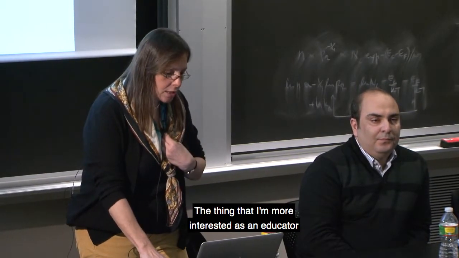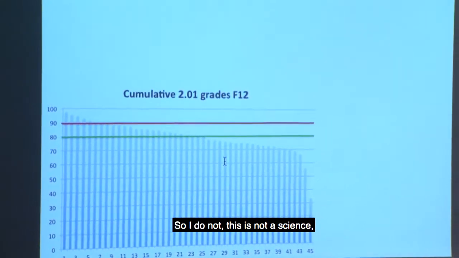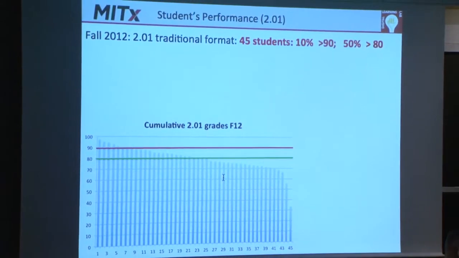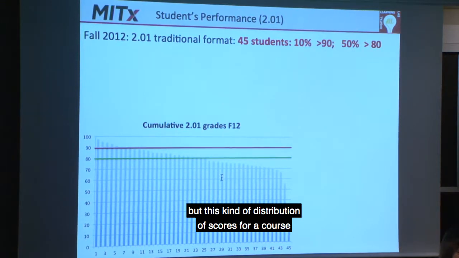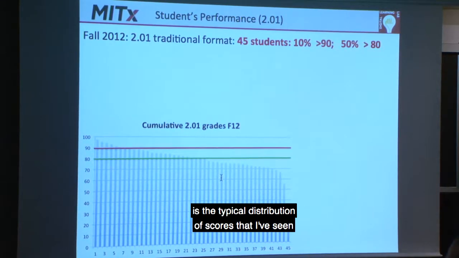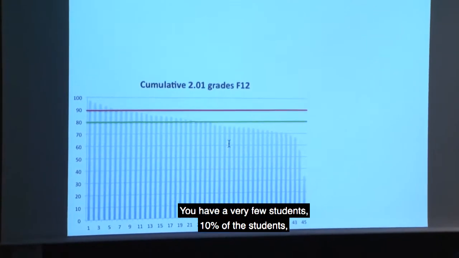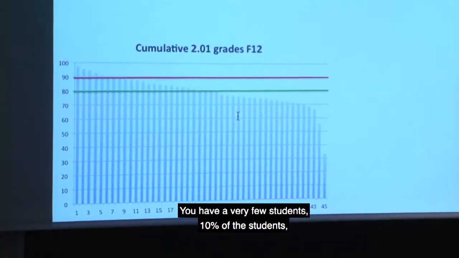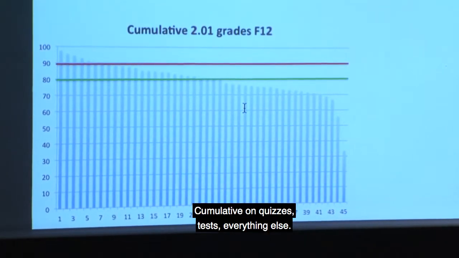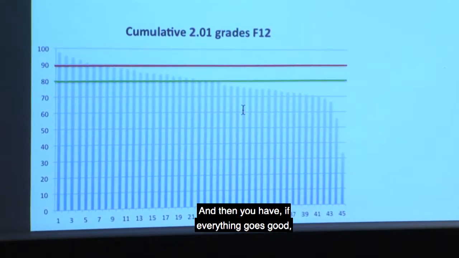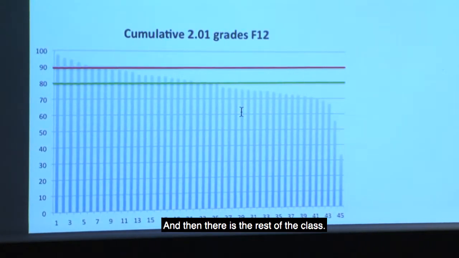The thing that I'm more interested in as an educator is how well these impact their understanding of the content. So this is not a science, because this data is always muddled somehow, but this kind of distribution of scores for a course is the typical distribution that I've seen for 20 years at MIT in classes. You have very few students, 10%, that really get everything in the course. They get a score higher than 90, cumulative on quizzes, tests, everything else. Then, if everything goes well, maybe half of the course is over 80. And then there is the rest of the class.